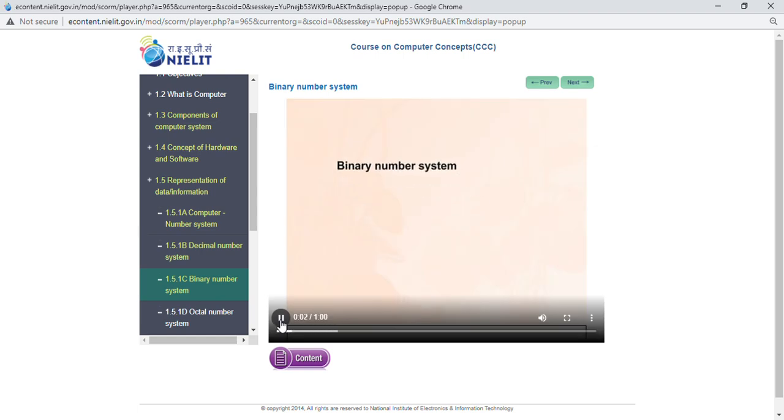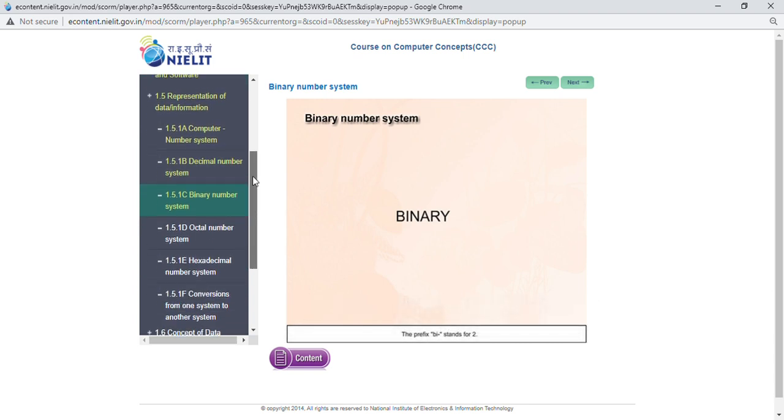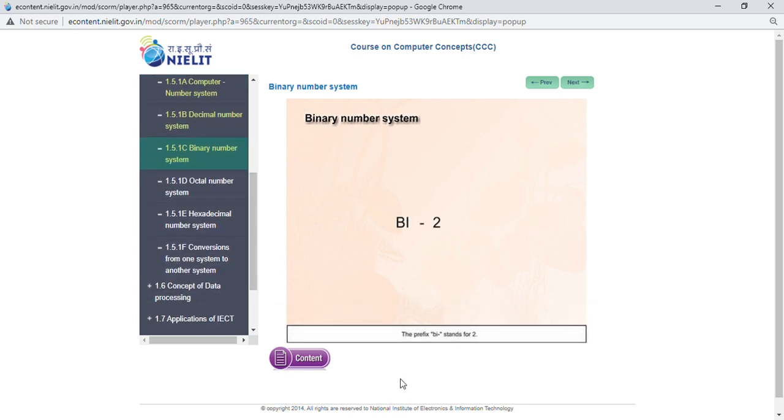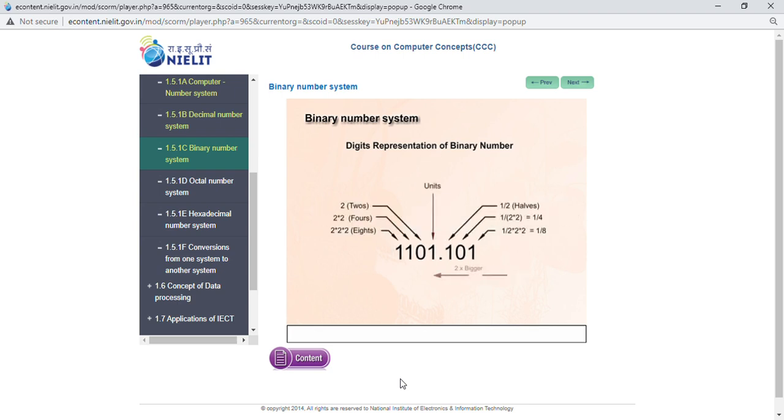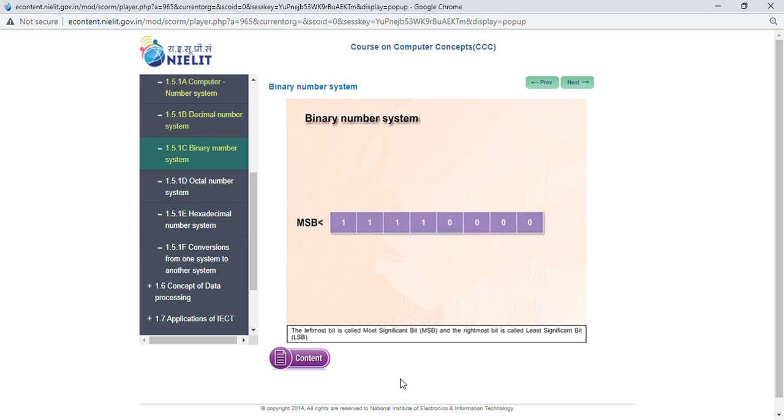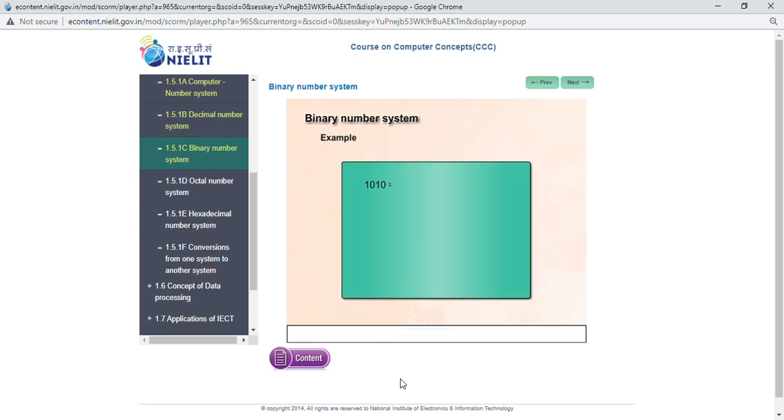Binary number system. The prefix bi stands for 2. The binary numbers are specified with base or radix 2 because it contains only two numbers, zeros and ones, for example 10011 base 2. Digits representation of binary number. The leftmost bit is called most significant bit, MSB, and the rightmost bit is called least significant bit, LSB. Example.